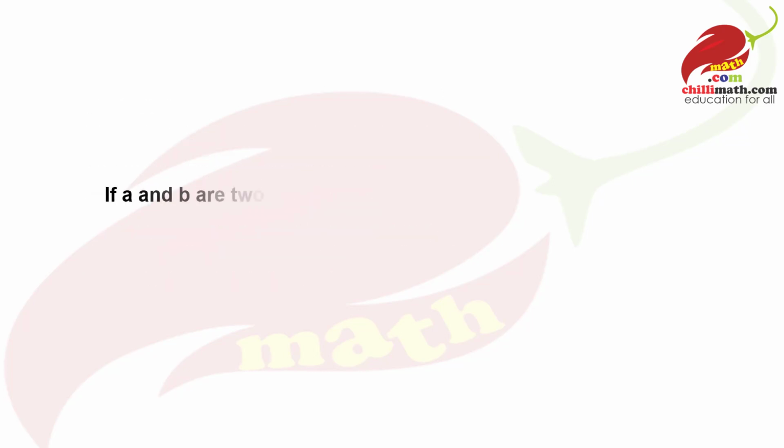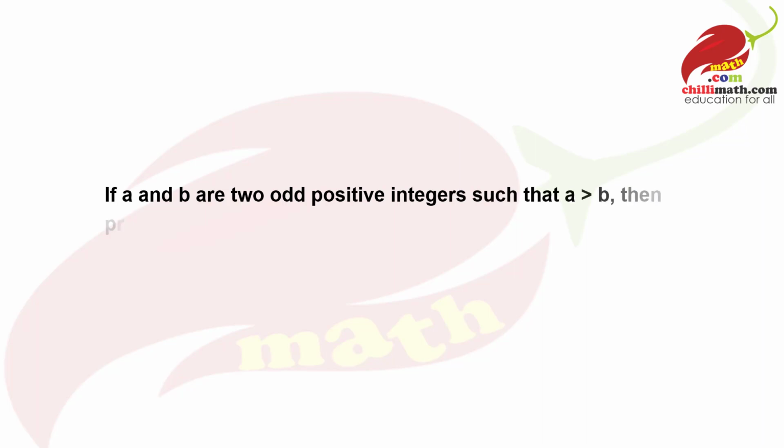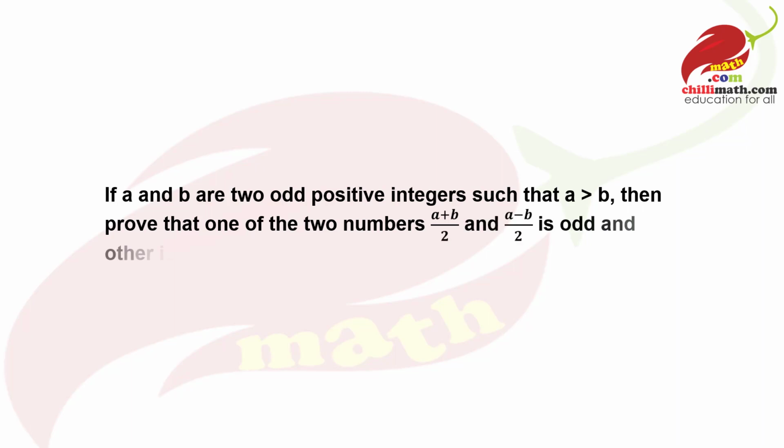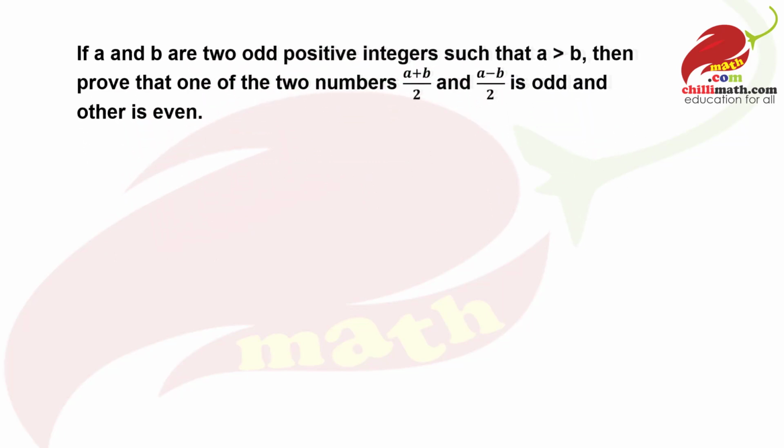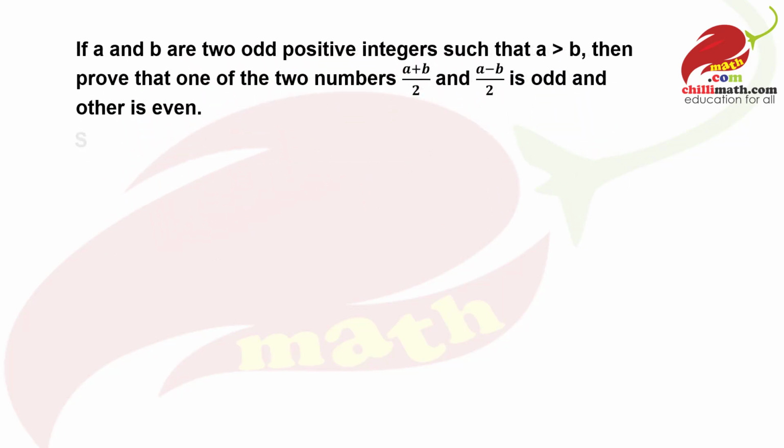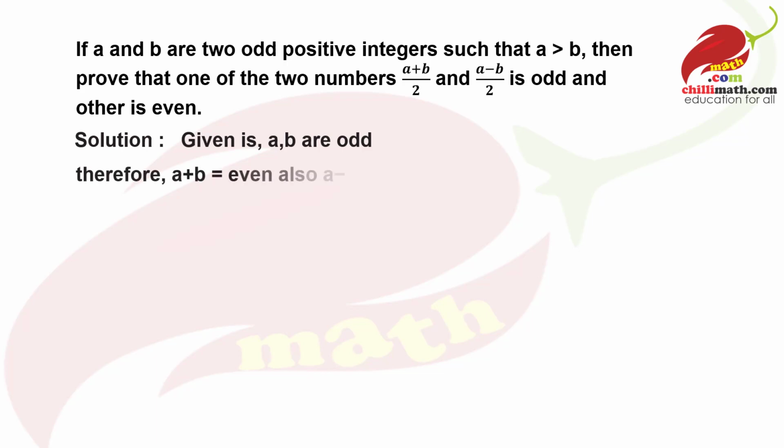If a and b are two odd positive integers such that a is greater than b, then prove that one of the two numbers, a plus b divided by 2 and a minus b divided by 2, is odd and the other is even. Solution. Given is, a and b are odd. Therefore, a plus b is even, also a minus b is even.